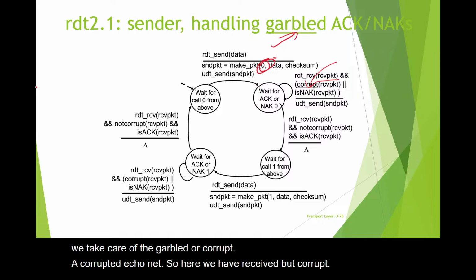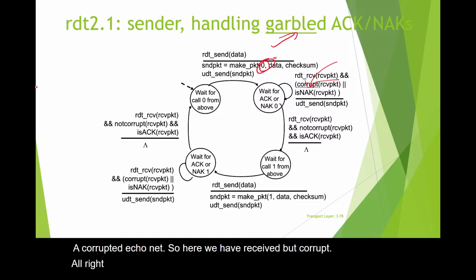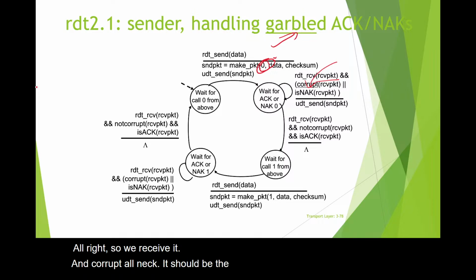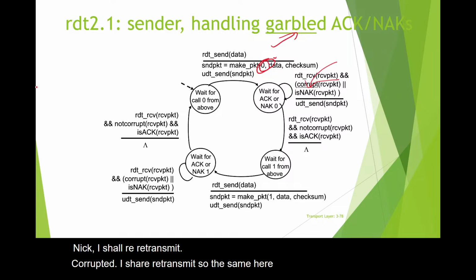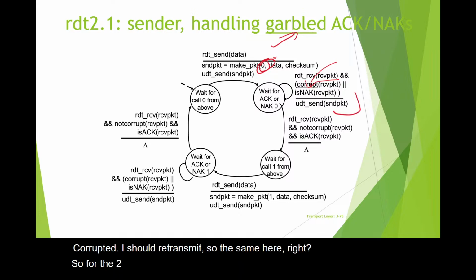All right, so we receive it. And corrupt or NAK, it should be the same, right? NAK, I should retransmit. Corrupted, I should retransmit. So the same here, right? So for the two cases, just retransmit.